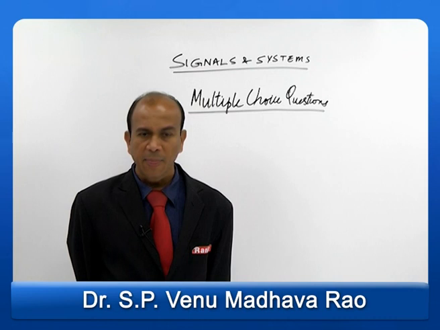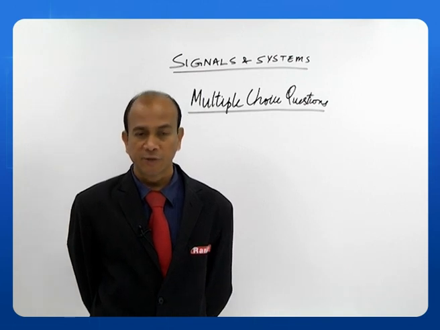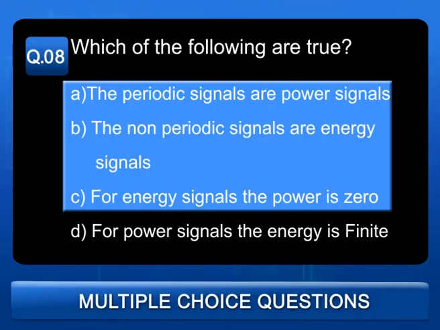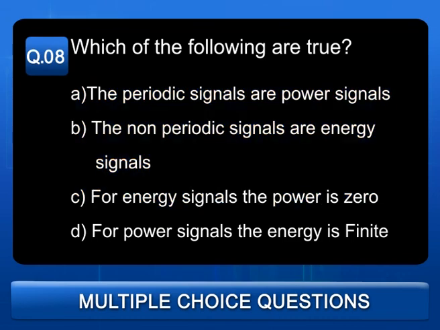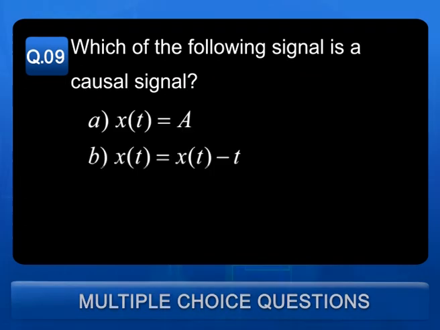What does A say? The periodic signals are power signals. The non-periodic signals are energy signals, and for energy signals the power is 0. For power signals the energy is 0 is false. In question number 8, the true answers are A, B and C, whereas D is the false answer.